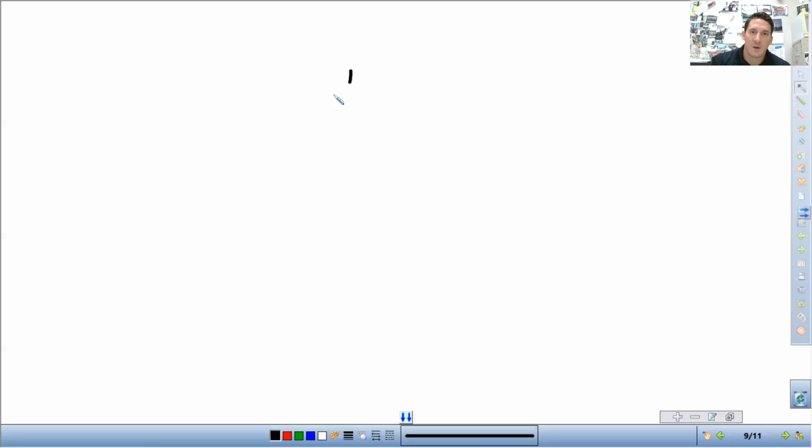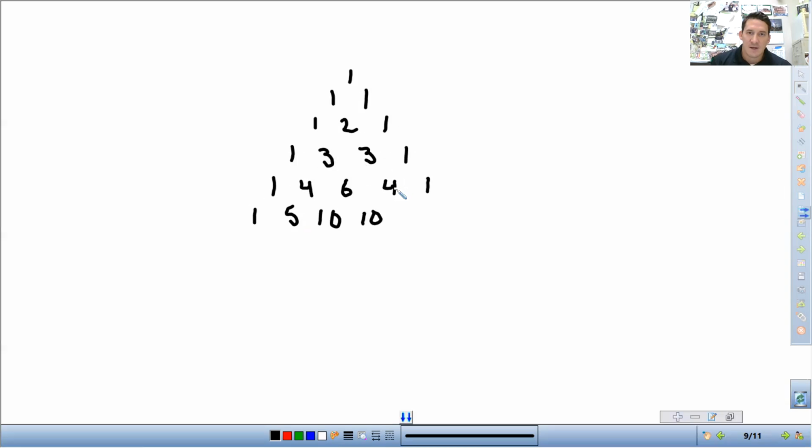So 1, 1, 1. So then 1 plus 1 is 2. 1 on the outside, 1 plus 2 is 3. 2 plus 1 is 3. 1 plus 3 is 4. 3 plus 3 is 6. 3 plus 1 is 4. And then 1 plus 4 is 5. 4 plus 6 is 10. 6 plus 4 is 10. 4 plus 1 is 5. 1. And now we're at the fifth row.